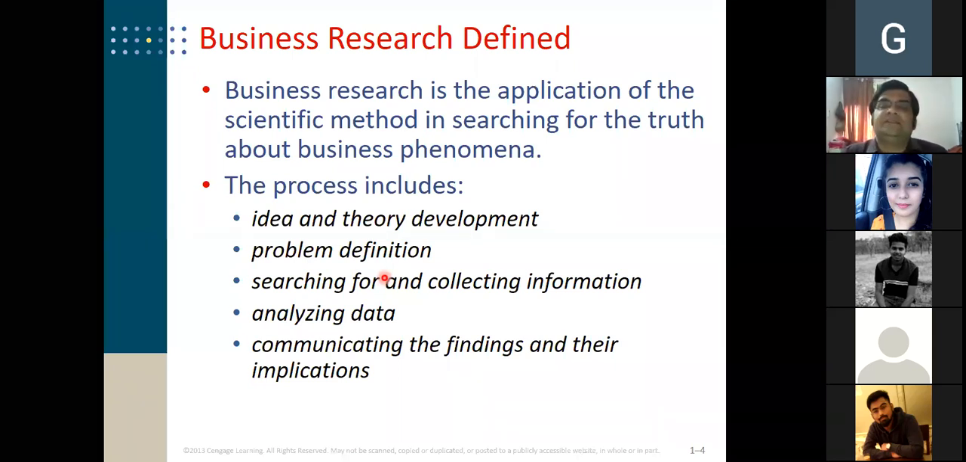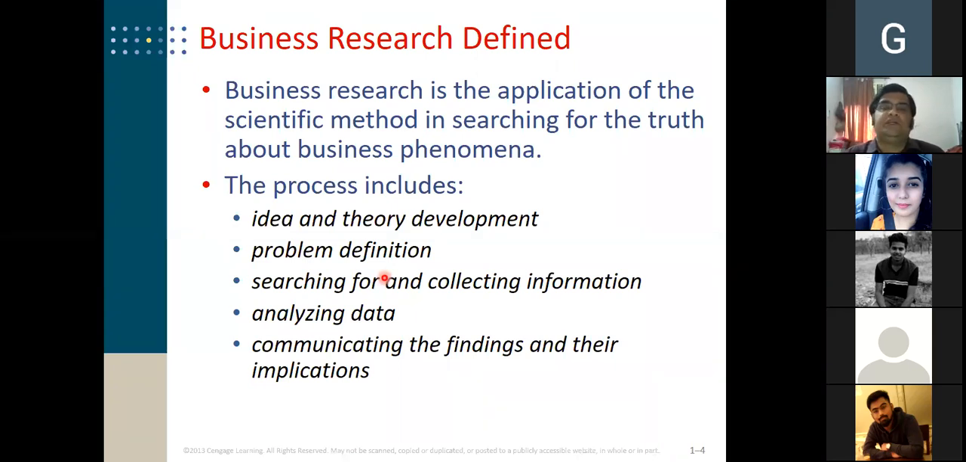So business research is the application of the scientific method in searching for the truth about business phenomena. See, some of you are very rightly asking. So actually what we are doing, employee satisfaction, it's a business phenomena. Employee kab satisfied honge, right? Not going for an industry. Whenever I go to an industry, it becomes an applied research.